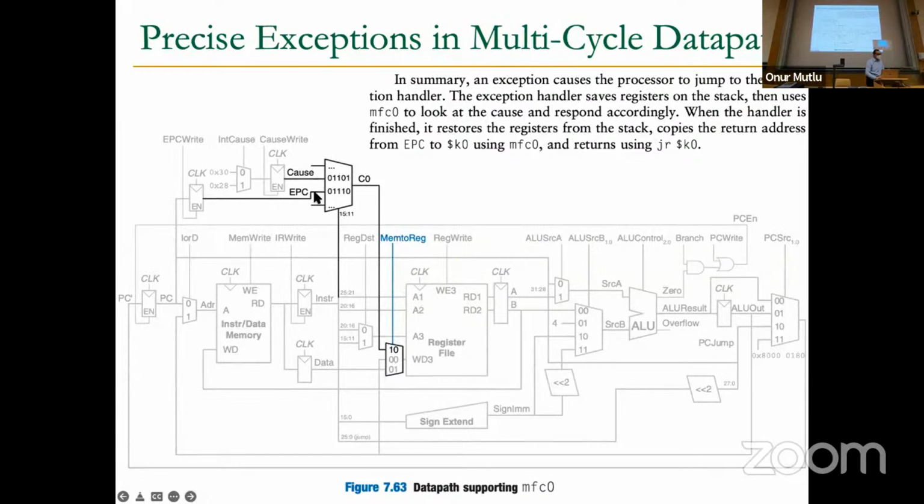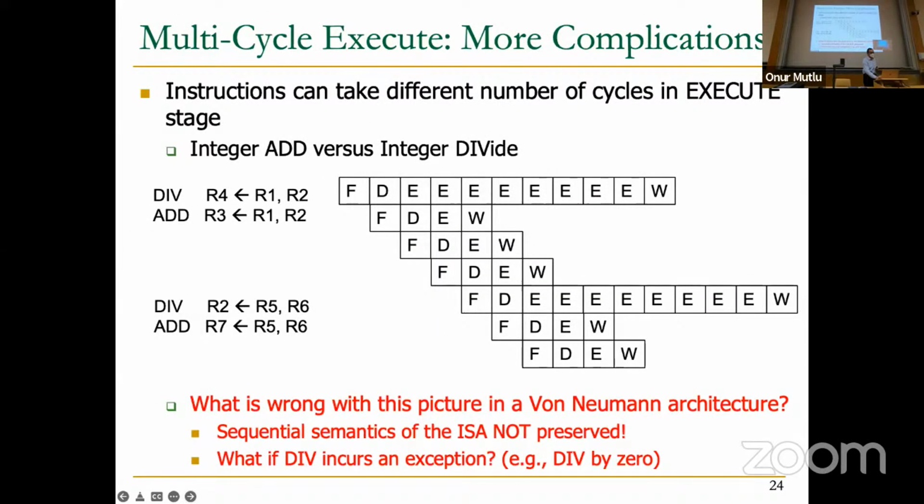So basically, the exception cause can be put into a register in the general purpose register. So let's read this relatively quickly. In summary, an exception causes the processor to jump to the exception handler. The exception handler saves registers on the stack, then uses MFC0 to look at the cause and respond accordingly. When the handler is finished, it restores the registers from the stack, copies the return address, and so on. So there are some things that the system needs to do to make sure the exception handler works correctly.